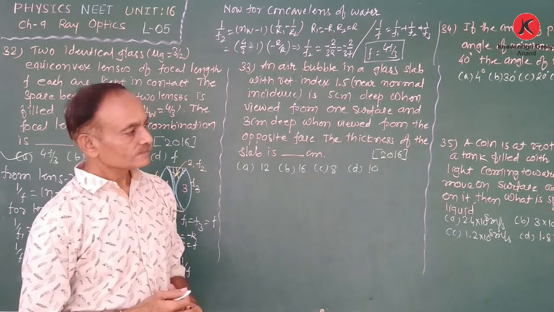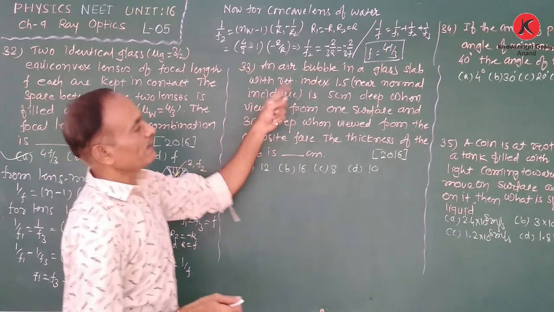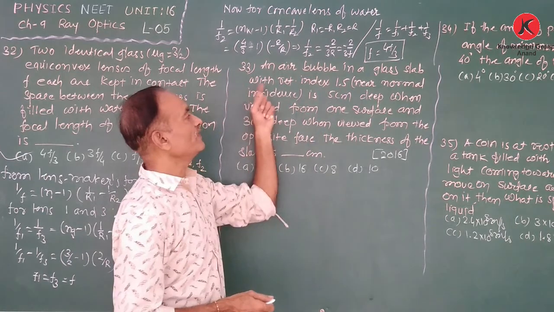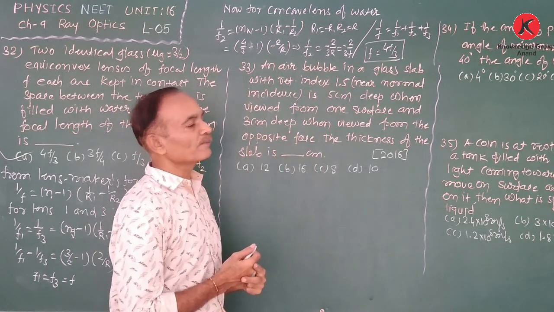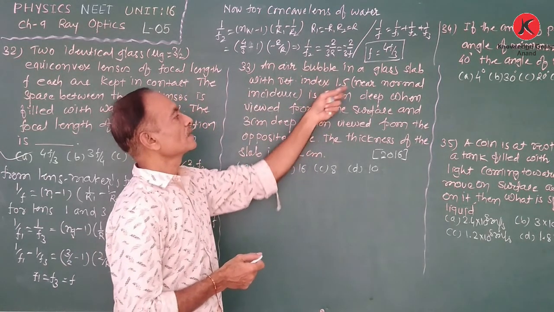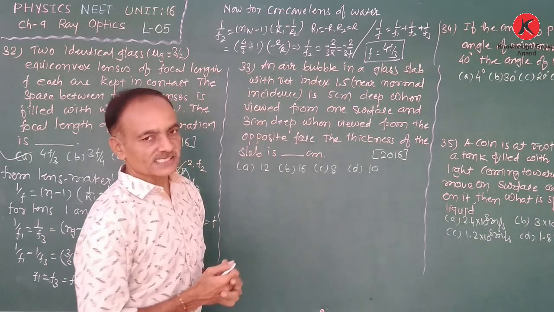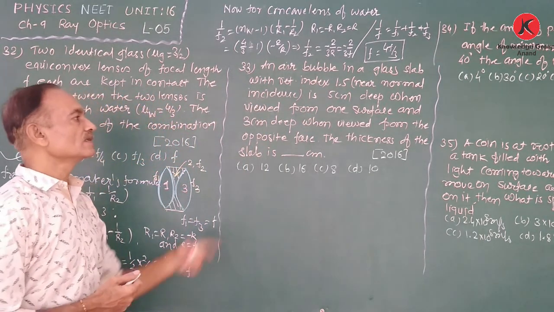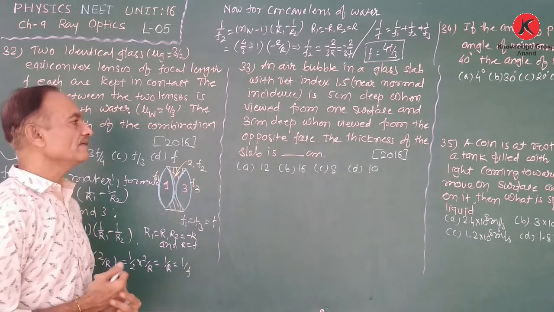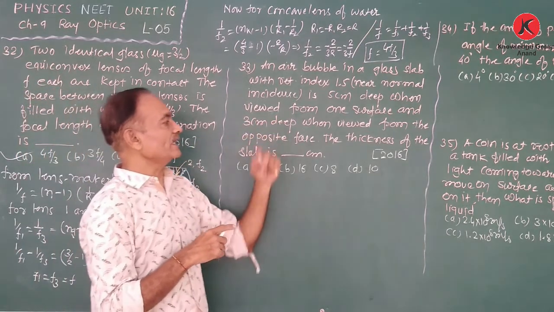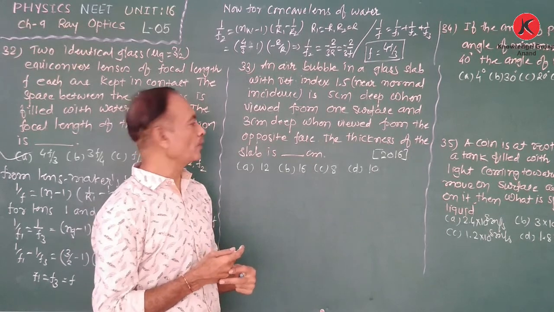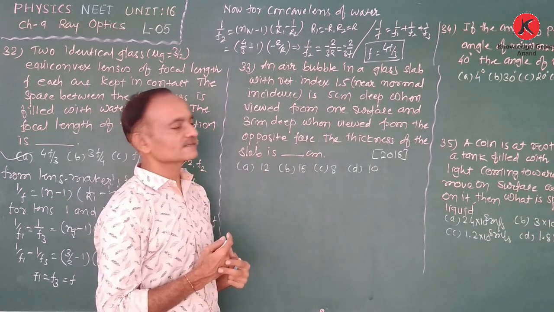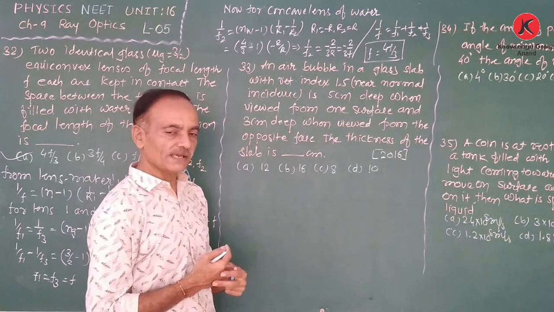Okay. Now next is an air bubble in a glass slab with refractive index 1.5. Near normal incidence, it is 5 cm deep when viewed from one surface, and 3 cm deep when viewed from the opposite face. The thickness of the slab is.